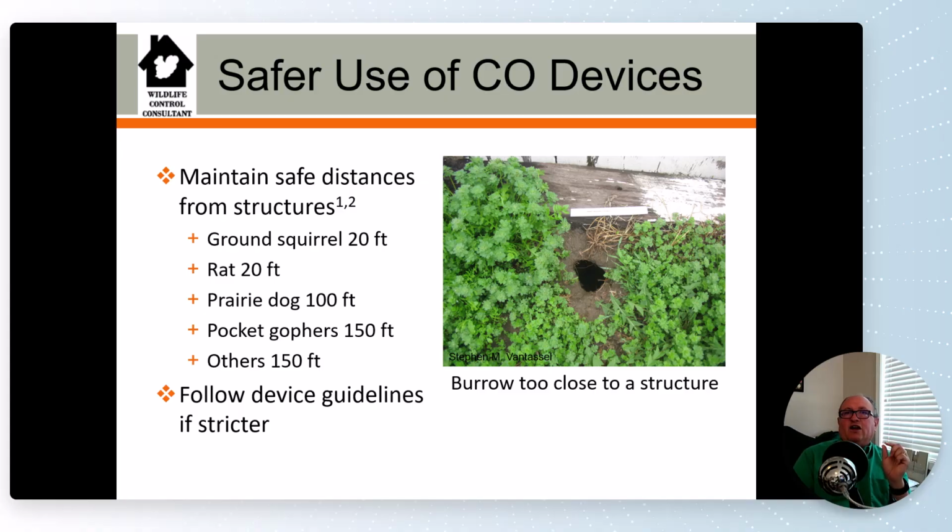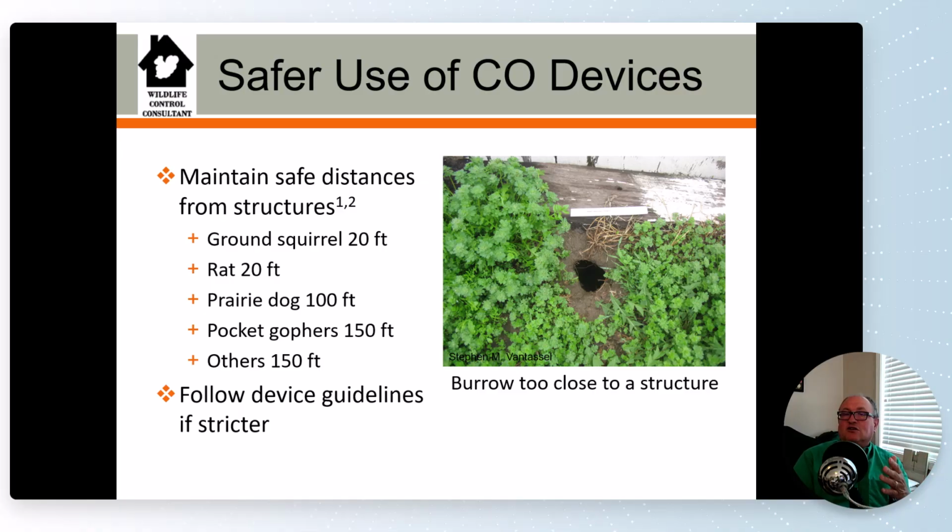should be follow the guidelines of the manufacturer, or follow these guidelines is what I'm suggesting, whichever one is greater. In other words, the one that has more restriction is the one you want to follow. So if the manufacturer guidelines are stricter than the state of Colorado, then use your manufacturer guidelines. If the Colorado guidelines are stricter than your manufacturer, I'm going to suggest you follow the Colorado guidelines.